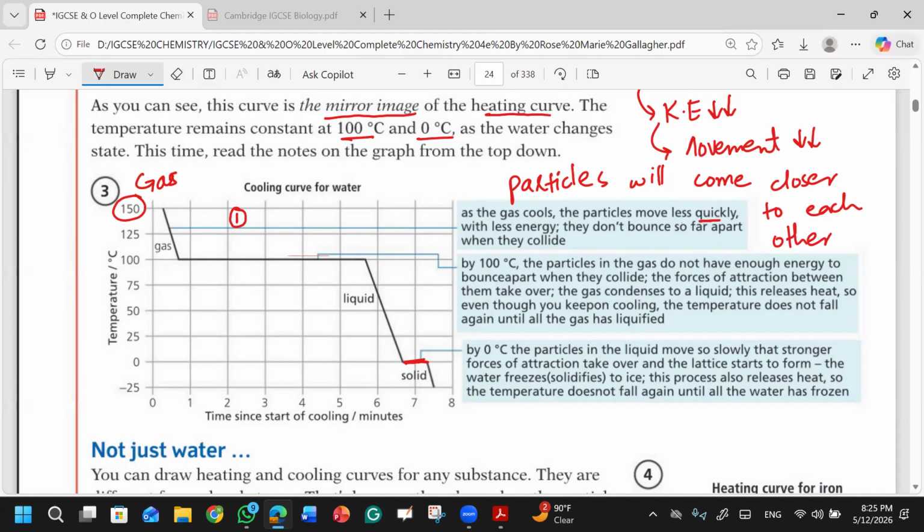And then when you further decrease the temperature to 100 degrees Celsius, what will happen? By 100 degrees Celsius, the particles in the gas do not have enough energy to bounce apart. Okay, what they are saying is they don't have enough energy to bounce apart when they collide.